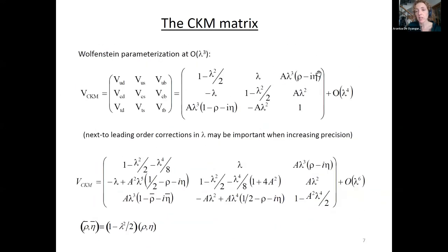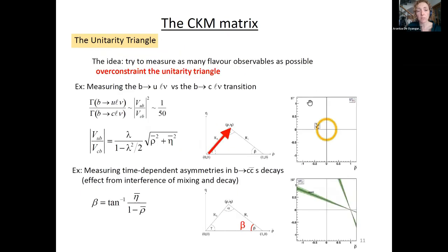If I check here what V_ub and V_cb are, and then express these matrix elements as functions of these parameters, at the end I have an expression like that. Okay? So in this triangle, this ratio is defining a circle in the rho eta plane. If I measure the time-dependent asymmetry in some special process, we will have a constraint in the rho eta plane that is different, so you have these two bands here. Depending on the process and the observable, I'm going to have different constraints. This is measuring the beta angle.